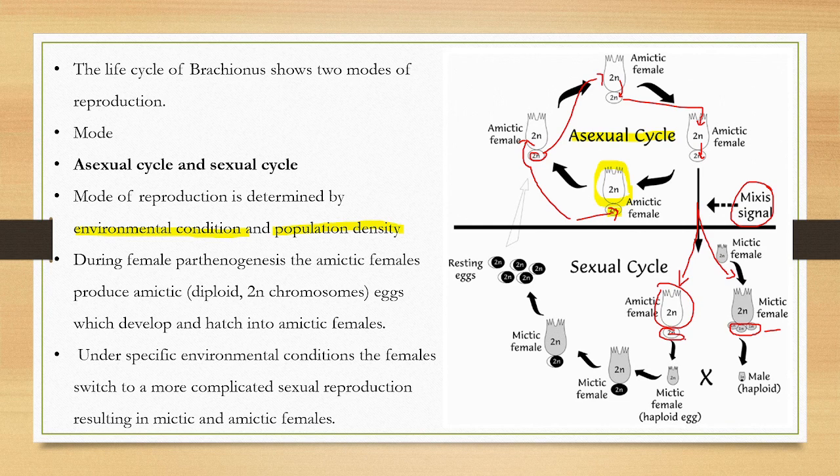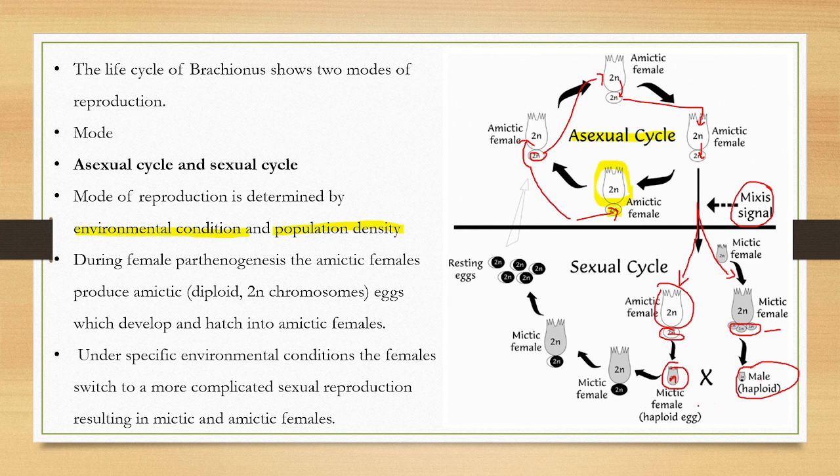Now from this haploid egg develops the haploid male. The male, which is haploid, is produced from the haploid eggs. This one is the N actually. So the mictic female here produces the haploid female egg. Here it produces the haploid male egg.